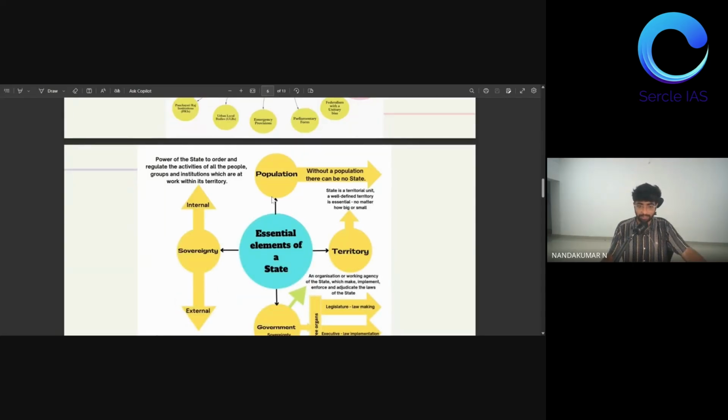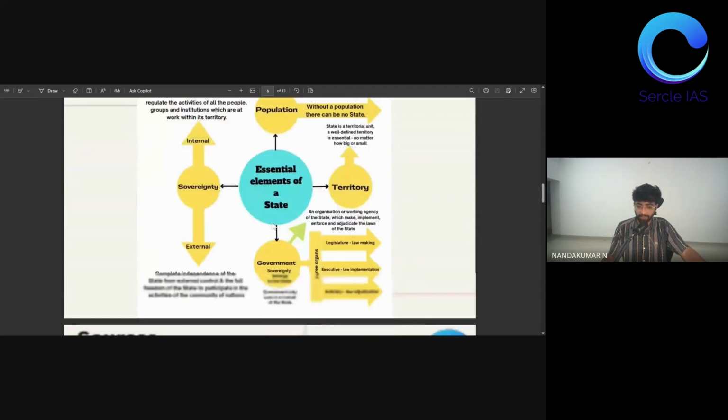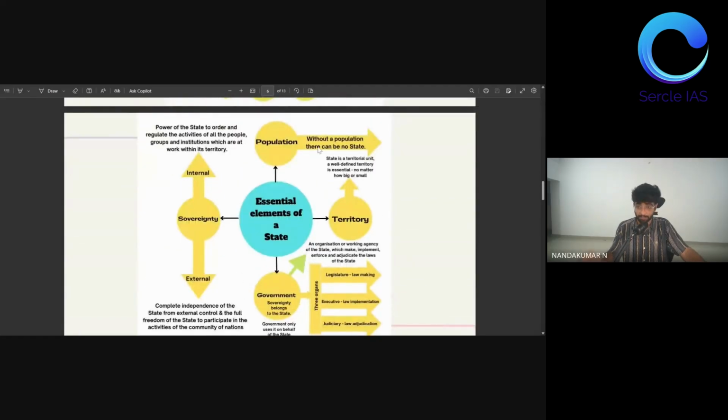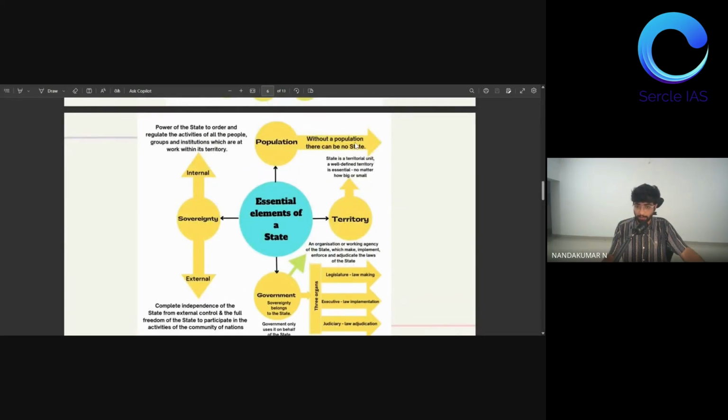I thought these concepts, at least the idea of the political framework as well as the idea of state, must be discussed. This is the idea of state. There are four essential elements to a state. One is population. Without population, there can be no state. So just think of India as an entity where we have a clear geographical boundary and people residing within this geographical territory.